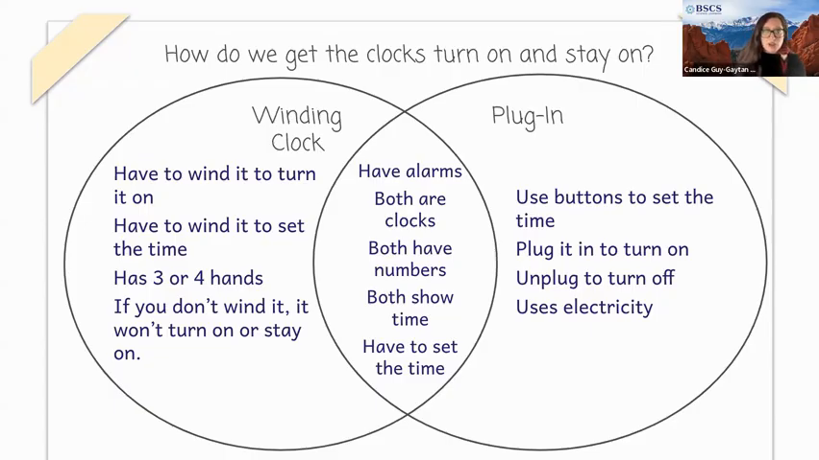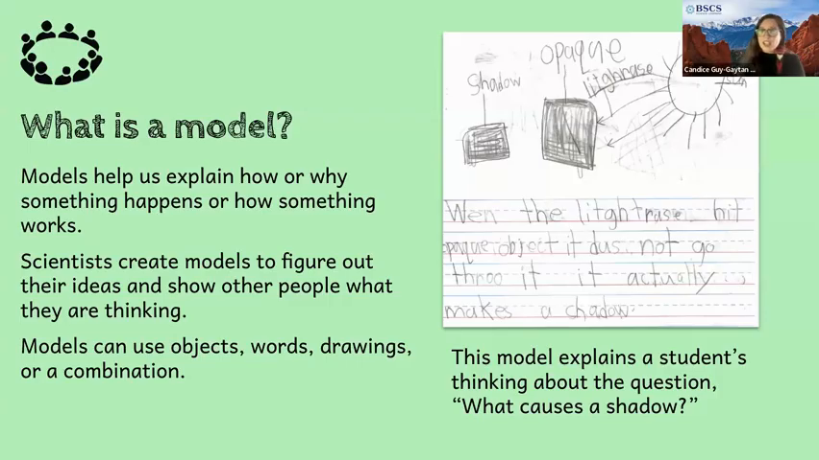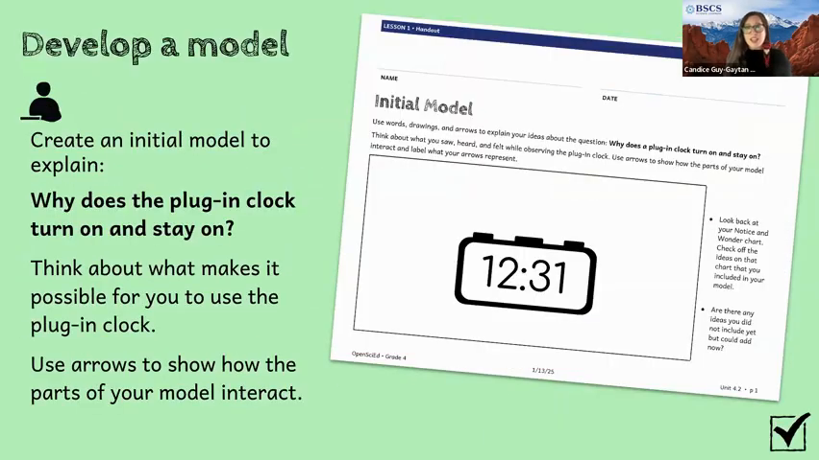As we create this chart, we recognize that we've identified a phenomenon. Clocks can turn on and stay on in different ways. We also notice that we've identified quite a few differences, so maybe we should just focus on one clock for now. So we decide to create a model of how the plug-in clock works. As a class, we think about what models are and how scientists use them and how we've also used them to communicate our ideas in science or in math. And then we create an initial model to explain, why does the plug-in clock turn on and stay on?